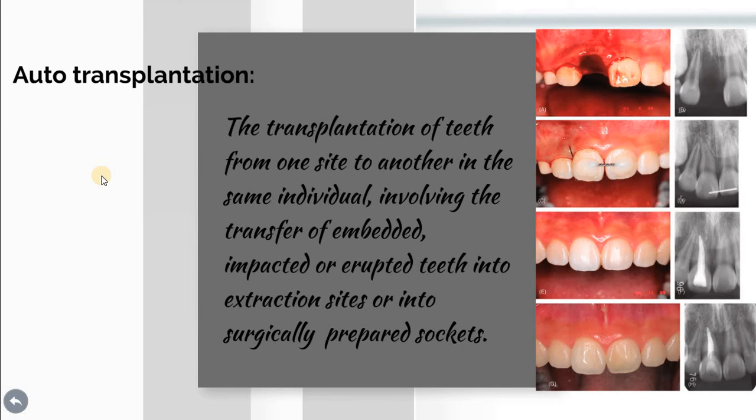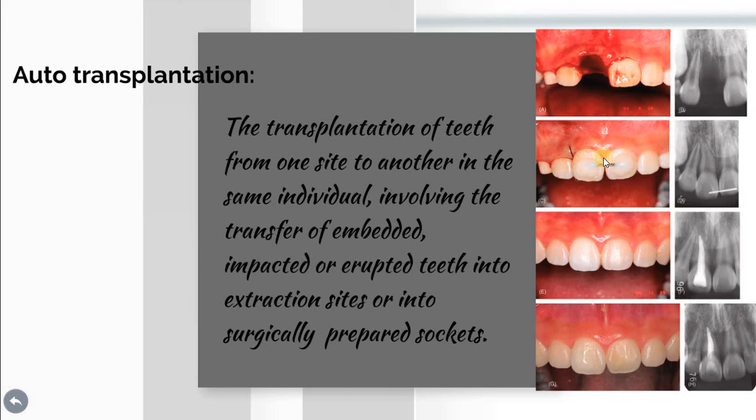We have auto-transplantation. In dentistry, auto-transplantation means the transplantation of teeth from one site to another in the same individual, involving, for example, the transfer of embedded, impacted, or erupted teeth into extraction sites or into surgically prepared sockets. For example, we may extract premolars and auto-transplant or retransplant them in the canine region.